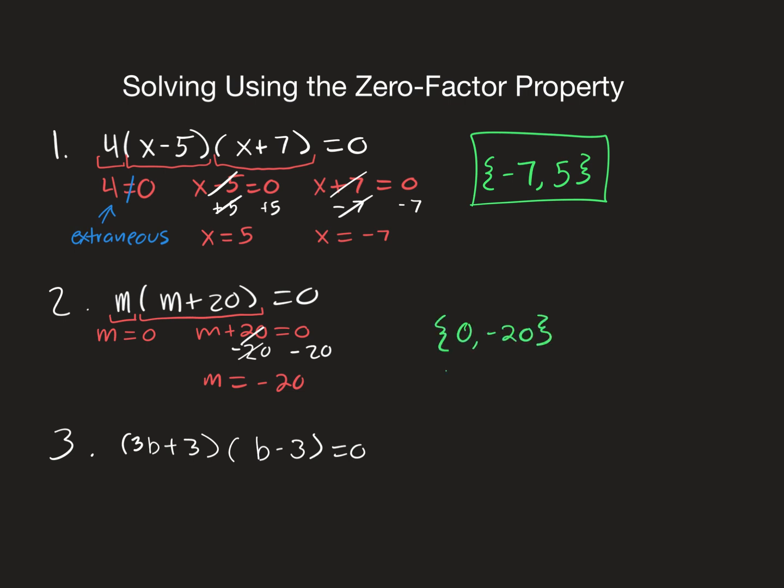Now, you can write your answer in ascending order, so negative 20, 0. Both forms will be valid. It's a common thing for mathematicians to put it in ascending order. So I'm just going to box that one, but both answers are valid.